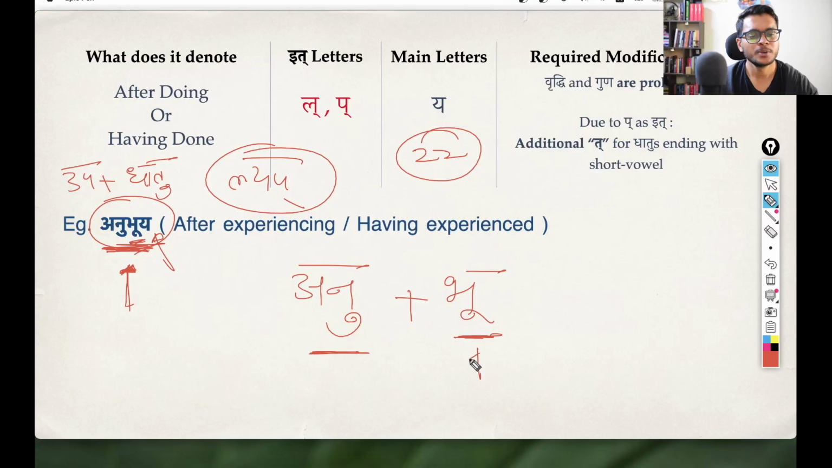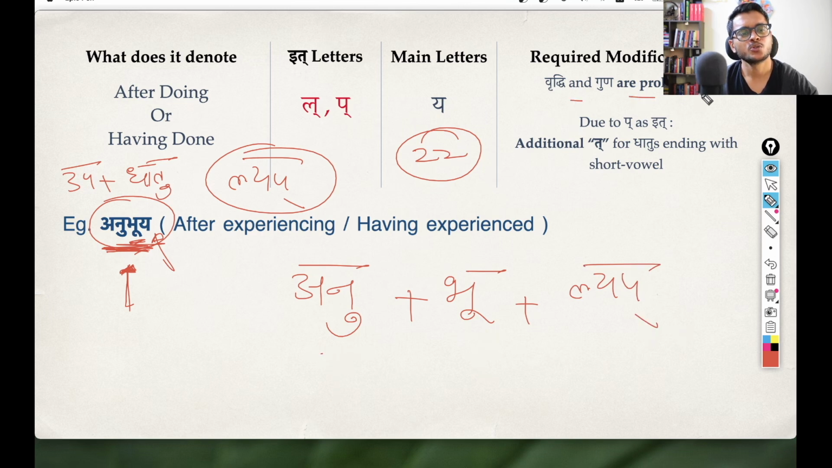So even though the meaning of bhu dhatu is to be or become, with this special prefix anu the meaning becomes to experience. So anu plus bhu. And we are of course modifying this combination using lyap suffix. So now vriddhi and guna again are prohibited, so nothing we have to change in the dhatu. And since our dhatu is ending with a dirgha vowel, long vowel, this rule also will not apply.